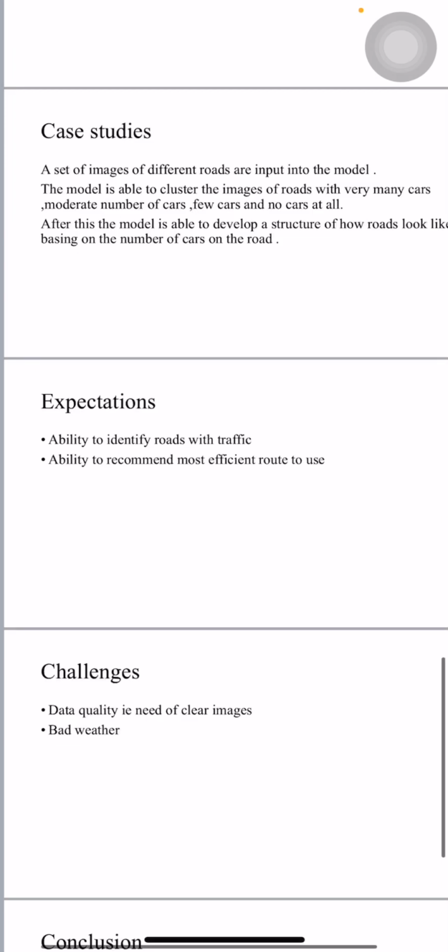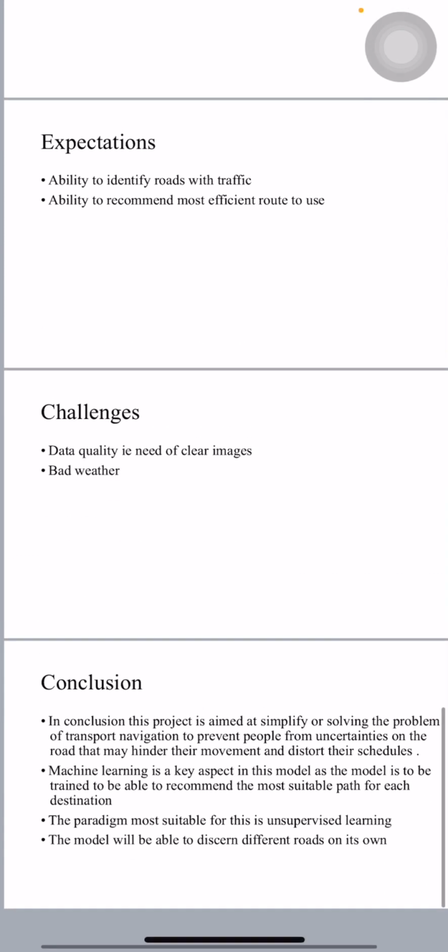The expectations that we have from this model is it has to be able to predict or tell the user the level of traffic on various routes. Also, it has to be able to recommend the most efficient or most reliable route to use that will save the user's time. The challenges that we expect to face: there's data quality, because we need clear images to be able to distinguish between cars. And also we have the challenge of bad weather. And also we have the challenge of even getting the data itself, because we need quite a number of data.